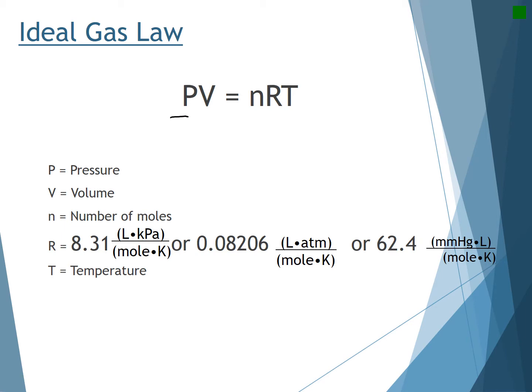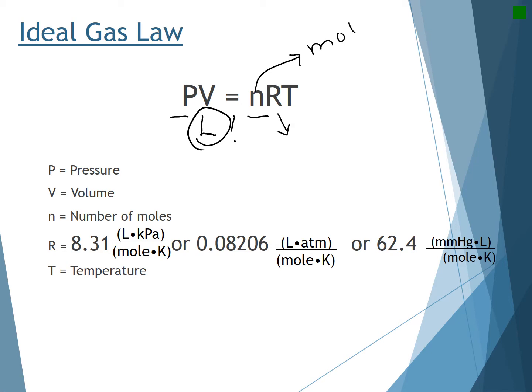Okay, P stands for pressure. Pressure has to be in a specific unit. You can use kilopascals, ATM, or millimeters of mercury. I'll go into when you have to worry about what. Volume always has to be in liters, always. N is weird, I know, but it is moles. Okay, so n is moles.